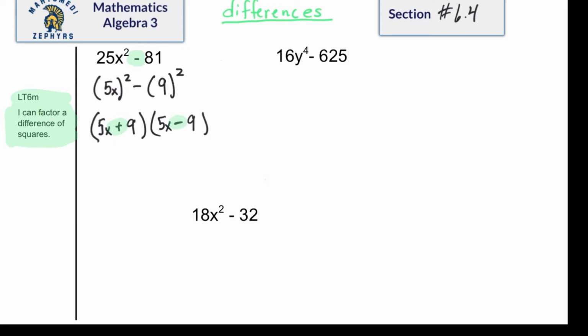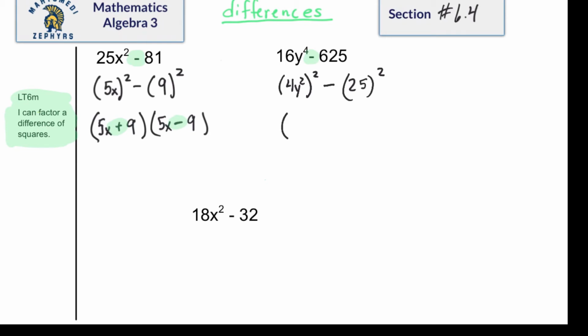Alright, moving on to the second example. Again, we start out by determining if we have a difference of squares. There's the difference in between the numbers, and now, can we figure out if these have square roots? Sure. 4y to the second squared and 25 squared. We have a difference of squares.